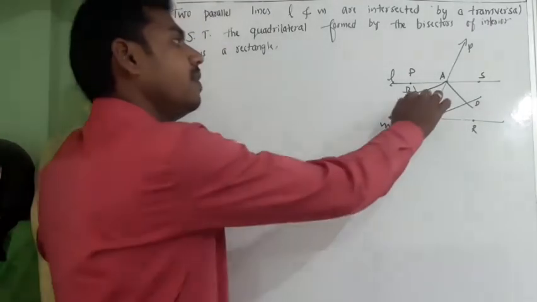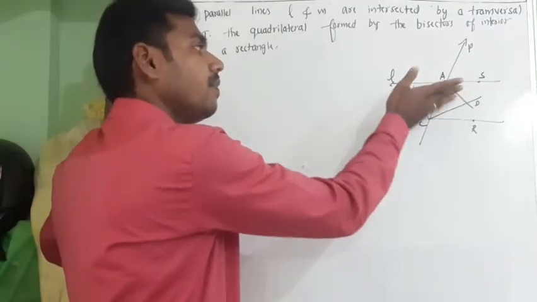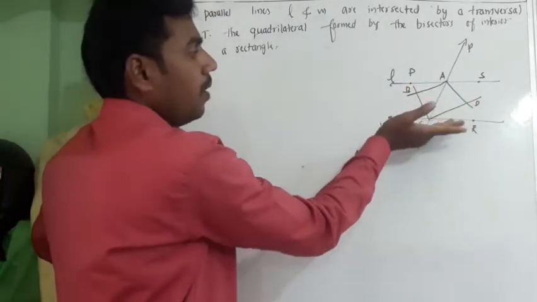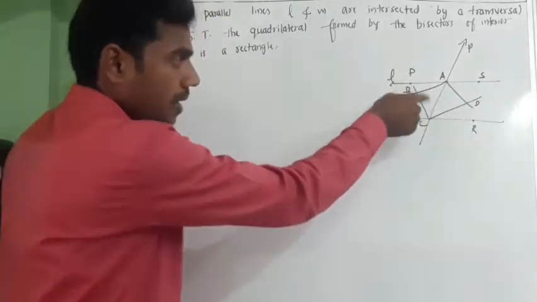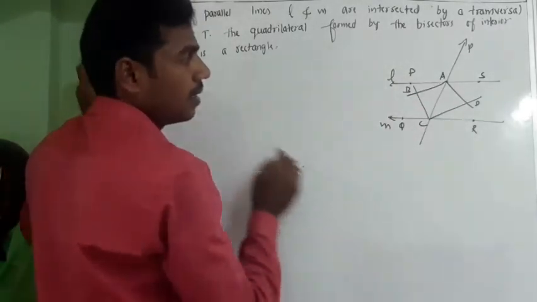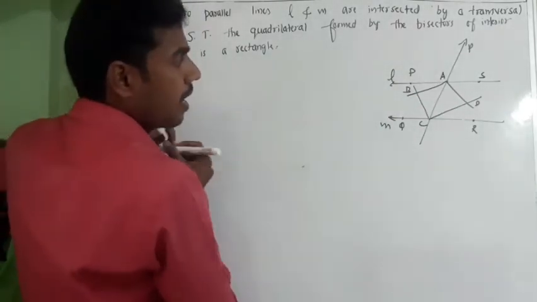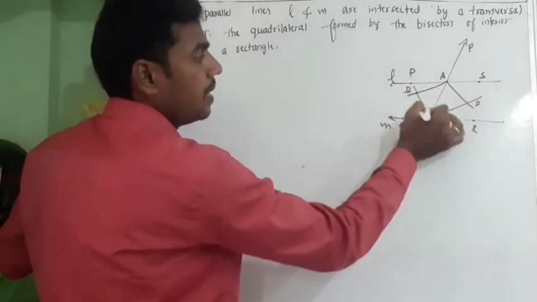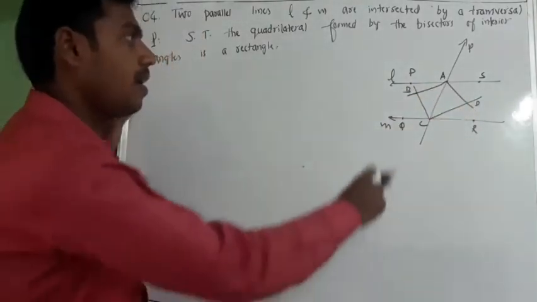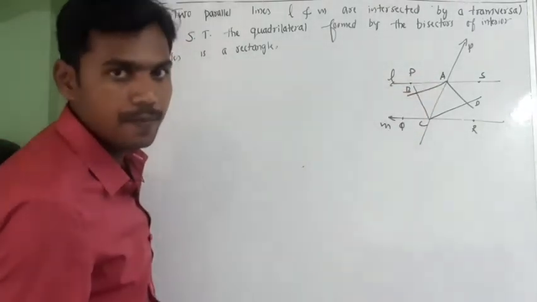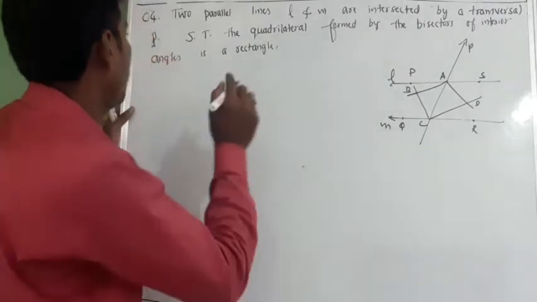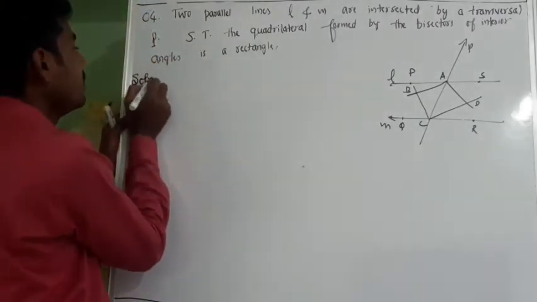Whatever quadrilateral is formed by these angle bisectors of the interior angles is a rectangle. ABCD is the quadrilateral formed by the bisectors of the interior angles, and we need to show that it is a rectangle. For that, first we'll write what is given to us. What is given?